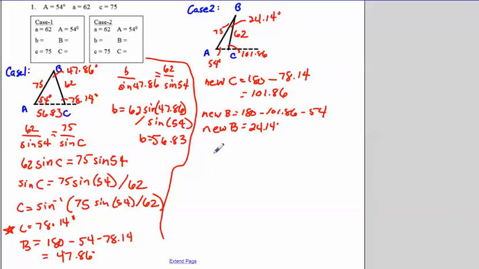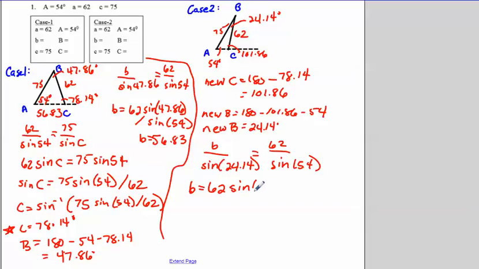side B. So to find side B, we're going to do law of sines. It's going to be B over sine of our new angle B, so sine of 24.14, is equal to, let's go back to original information, A and A. So that would be 62 over the sine of 54. Okay, and we're going to multiply both sides by the sine of 24.14. So I'm going to get that B is equal to 62 times sine 24.14 divided by sine 54.